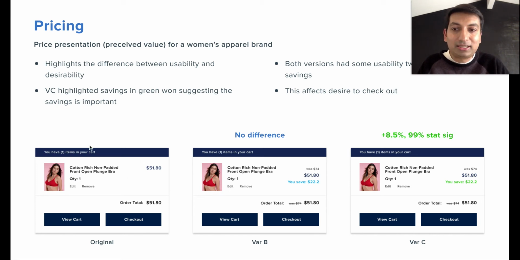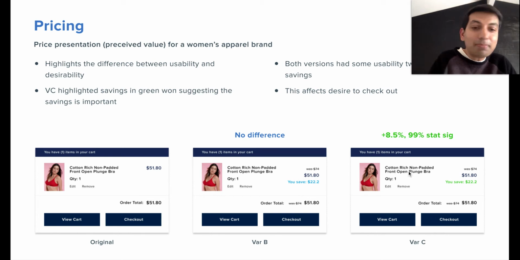What we did was the control had simply the actual price you're going to purchase it for. There was no mention of the strikeout price, the was price, right? It just had the now price. And on the PDP and the listing pages, it did have a was price. So we tested first just adding that. And then we did a slight modification, so this is desirability.